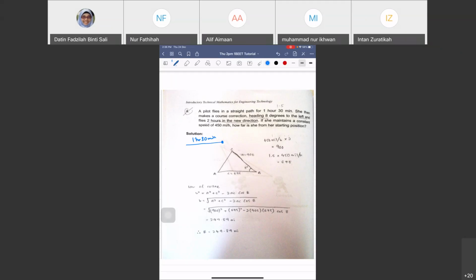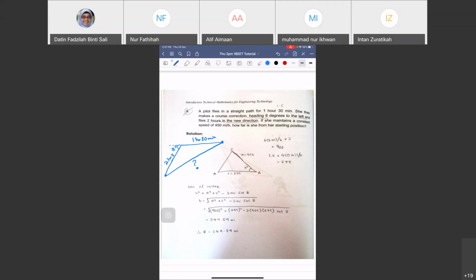Then she makes a course correction heading 8 degrees to the left. That means she just makes a turn. 8 degrees is here. This is 8 degrees, so she makes a turn. Make a course correction of 8 degrees. And then flies again 2 hours in the new direction. So this is 2 hours, in a new direction. Then if she maintains a constant speed of 450 miles per hour, how far is she from her starting position?